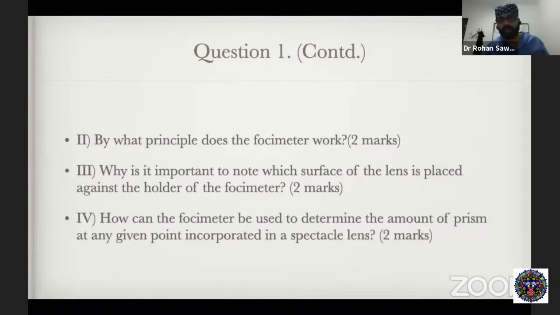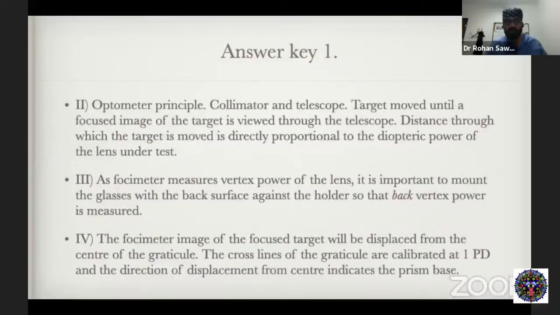Right, so it can also be called the optometer principle. Let's go on to the next answer key slide. It has basically a collimator and a telescope where the target is moved until a focused image of the target is viewed through the telescope. And the distance through which the target is moved is directly proportional to the dioptric power of the lens, which is kept under test. So that is the kind of answer. It need not be that elaborate. My answer is a bit longer so that they have a bit more explanation. But as long as they have those keywords like collimator, telescope, and focused image, these things are generally expected as key points to help the examiners mark you.